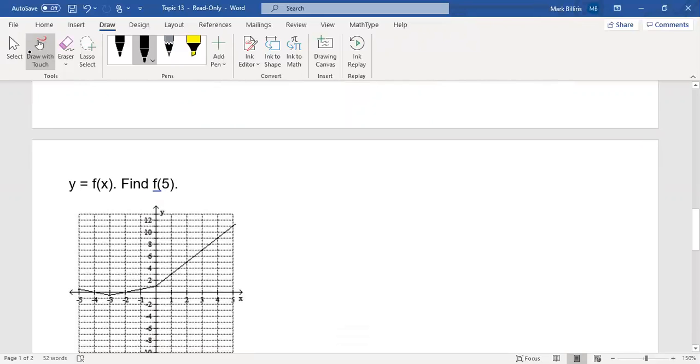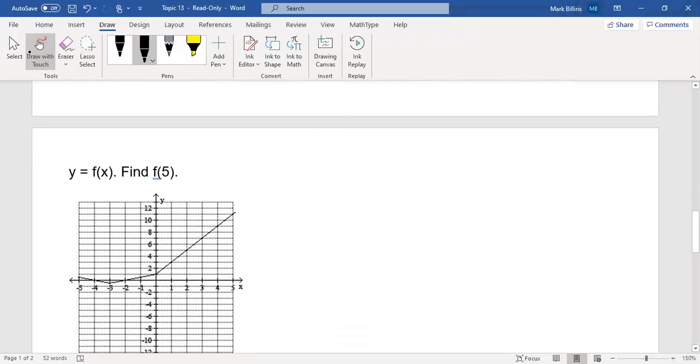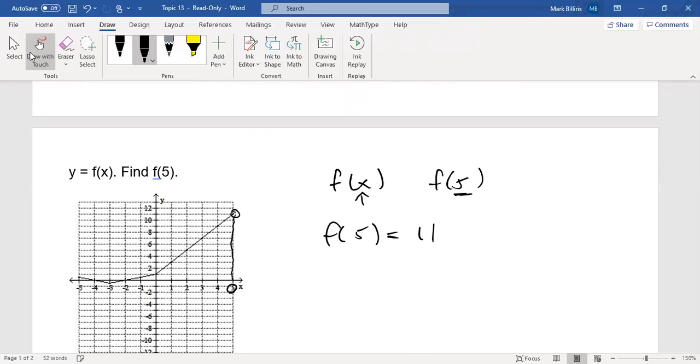Next, we're given a graph. And we're given the graph and it says y equals f of x. Find f of 5. Okay, so notice we have f of x and it asks us to find f of 5. Notice that the 5 has replaced the x. So that means we're going to look for 5 on our x-axis. So 5 on our x-axis is here. So what's the corresponding y value? So all we do is we follow up until we hit the point that's on the graph at 11. So f of 5 would equal 11.